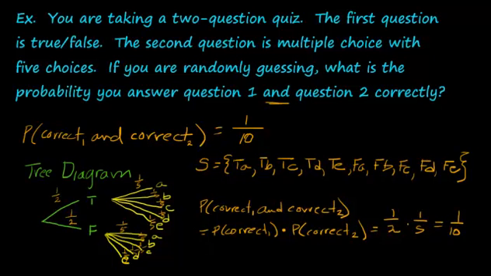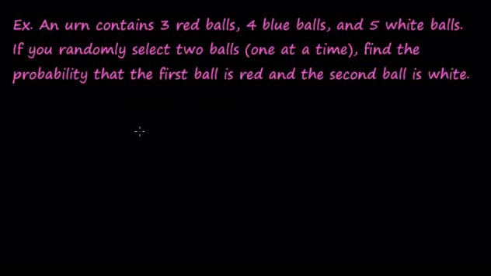Okay, let's look at another example. This time we have an urn that contains 3 red balls, 4 blue balls, and 5 white balls. If you randomly select 2 balls, one at a time, find the probability that the first ball is red and the second ball is white.